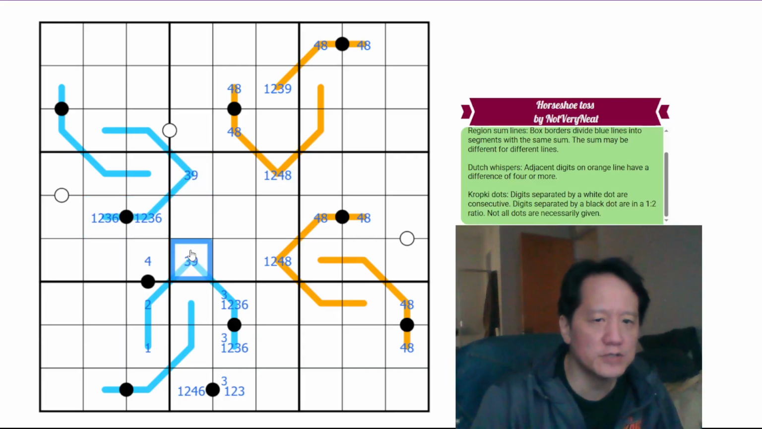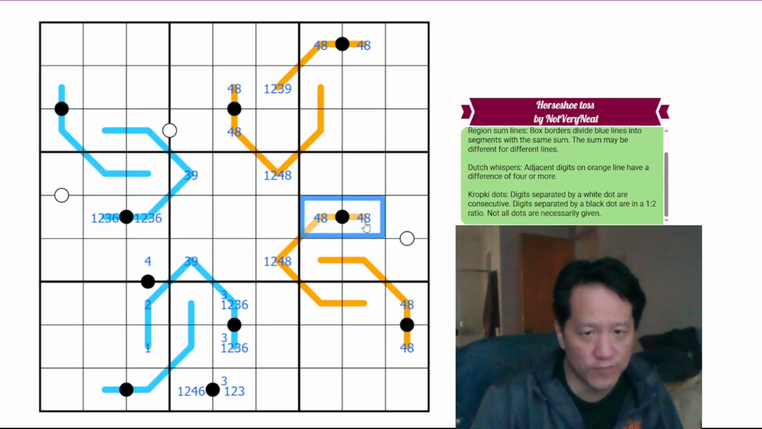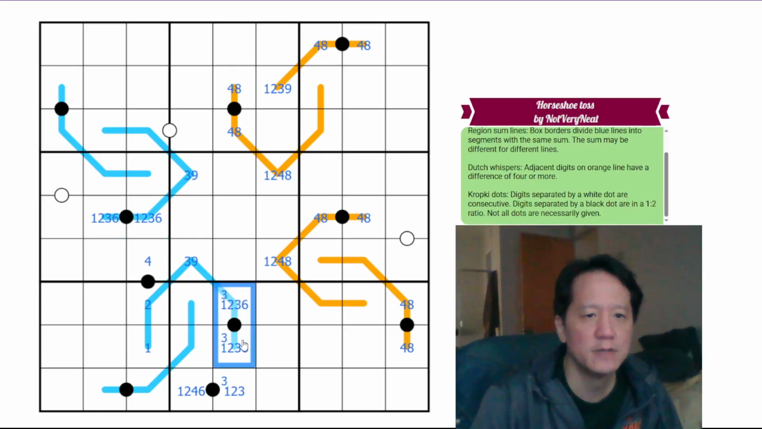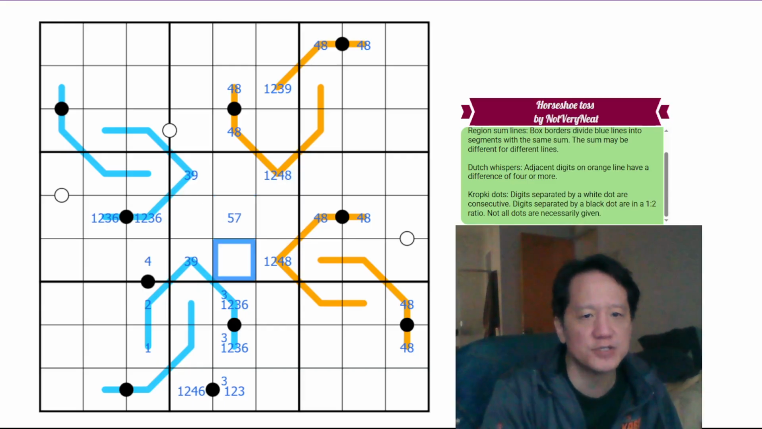So we know these are different, so these must be different sums. So this digit cannot be 4, 8. It cannot be 1, 2, or 3, 6. Because one of these is going to be 3, 6 to add up to 9. The other one has to be 1, 2, adding up to 3. So no 1, 2, 4, 8, 3, 6, or 9. So this has to be 5 or 7 there.